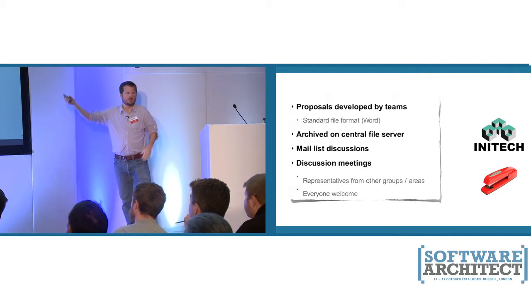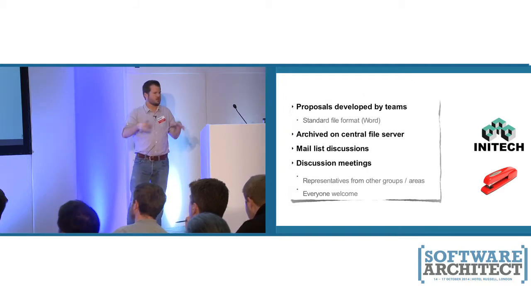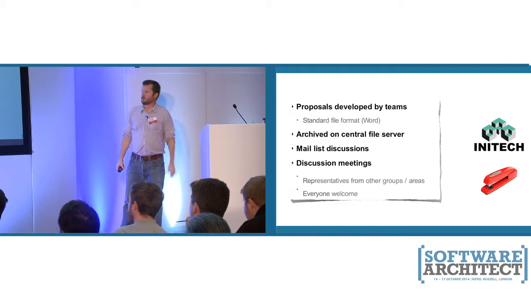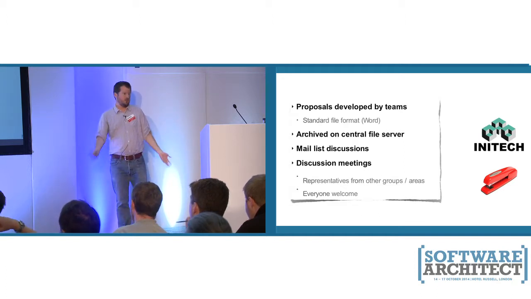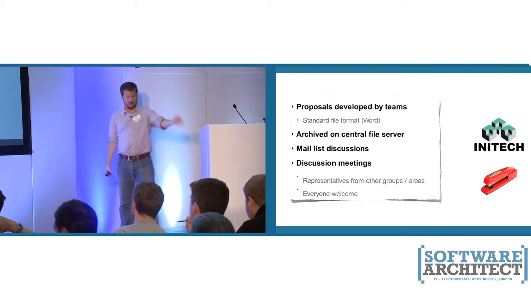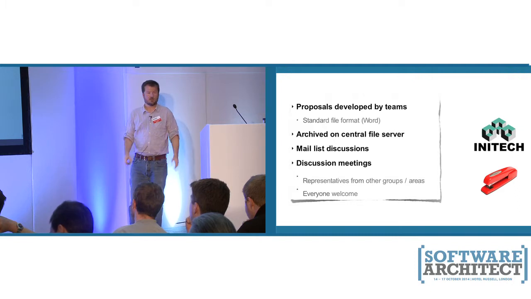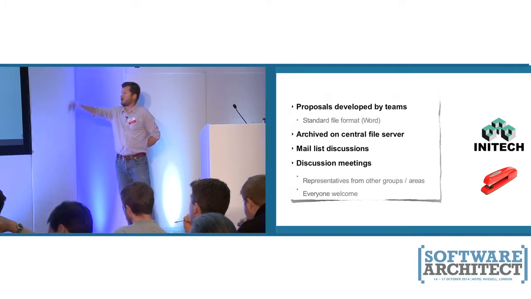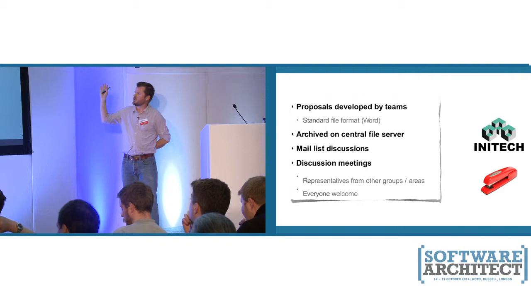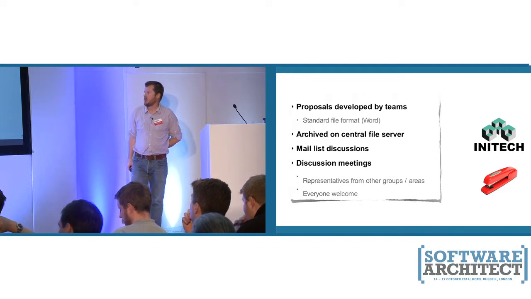So proposals are developed by teams. They have development teams who are working on some specific feature, and there's a standard file format, Word. That's what they use in the company. That's what everybody used because that's what the salespeople and the marketing people and the testing people, they all just used Word. So it wasn't a simple text document, but it was a standard format. Everything was archived on a central file server. There were big mailing list discussions, and there were big discussion meetings.